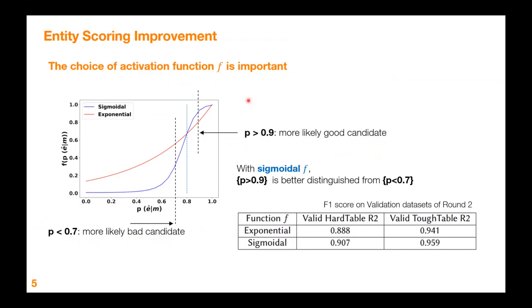And we want these two groups to be far away from each other. We tested two functional families of F, and it shows that the sigmoid function achieves better performance than the exponential function.